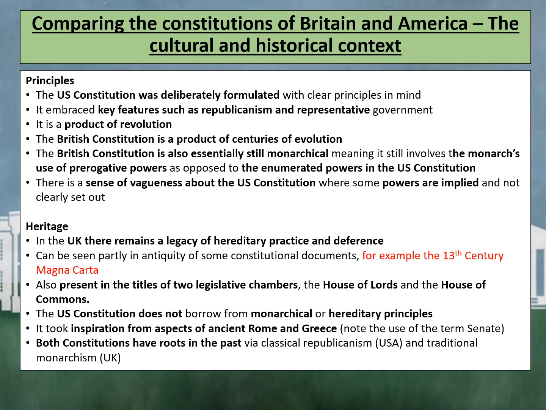Now let's focus on heritage. In the UK, there remains a legacy of hereditary practice and deference. It can be seen partly in the antiquity of some constitutional documents, for example, the 13th century Magna Carta. It is also present in the titles of the two legislative chambers, the House of Lords and the House of Commons. The US Constitution does not borrow from monarchical or hereditary principles. It took inspiration from aspects of ancient Rome and Greece, note the use of the term Senate. So both constitutions have roots in the past, via classical republicanism in the US and traditional monarchism in the UK.